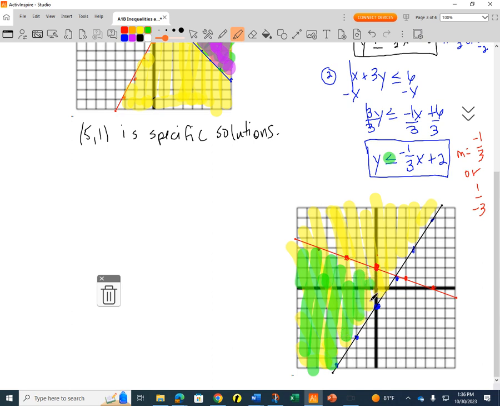All right, so I'd like to see your shading all the way under this line, and then I'd like for you to darken the part where they overlap. So here, this is the part where they overlap. It does work really nicely if you have different color highlighters or colored pencils.